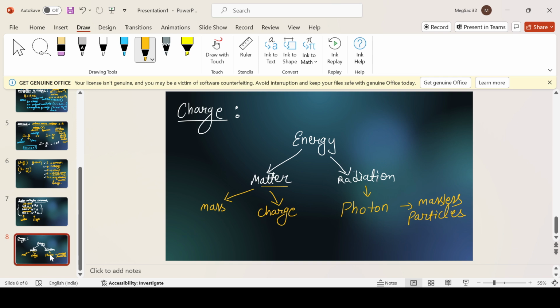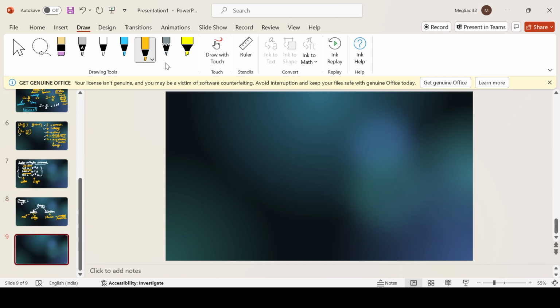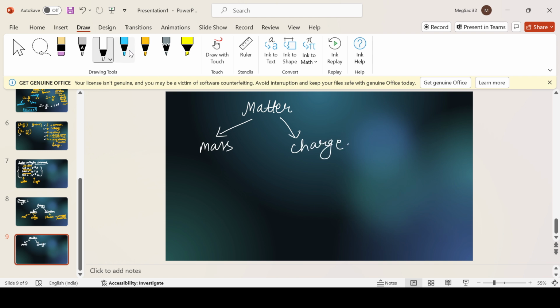Now what happened with this mass and charge? Come to the next slide. So matter, this is mass and this is charge. Mute, beta, you people will have a problem in the recording, I have no problem.